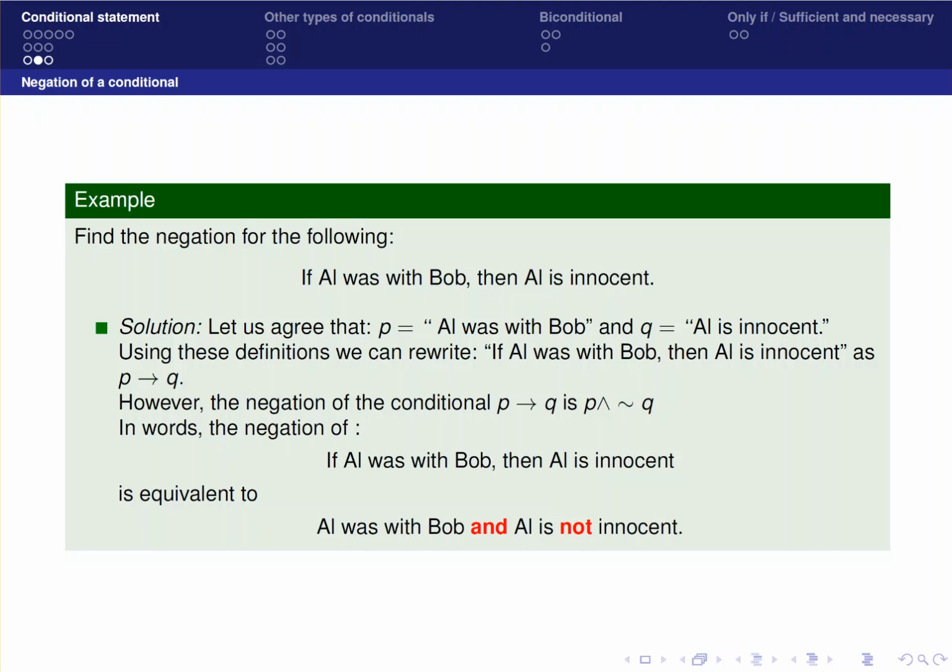Notice that the negation of a conditional turns into a conjunction. This is important. I don't see the words if then in my final answer. All I see are the words and also the negation of the Q.